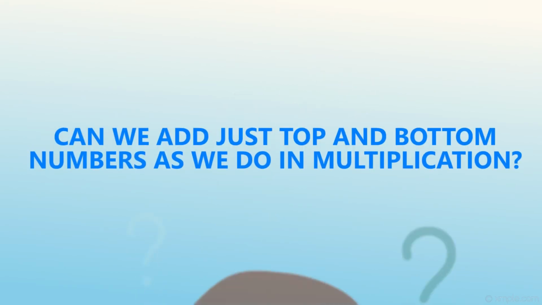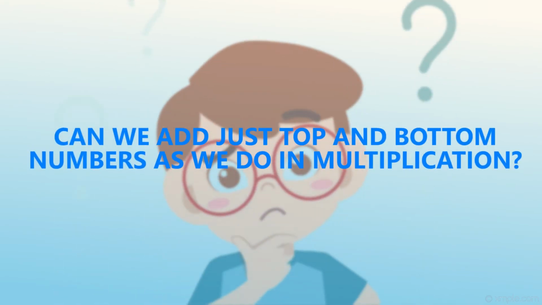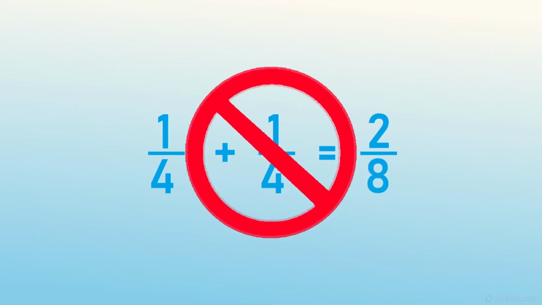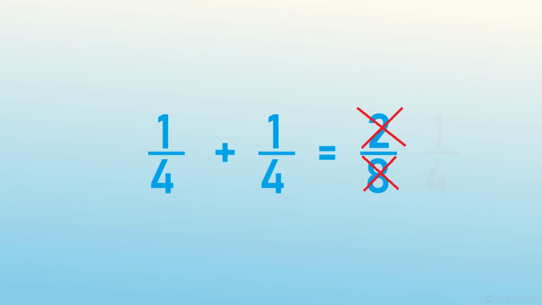So you might be wondering, well, can we do the same for addition too? Can we add just the top numbers together and the bottom numbers together to get the answer? Alright, let's try and see. If we have 1 over 4 plus 1 over 4, let's try adding the top numbers. If we add the top numbers, we get 2, and when we add the bottom numbers together, we get 8. That can't be right because 2/8 will be simplified to 1 over 4. But when we add 1 over 4 to 1 over 4, we should actually get half.